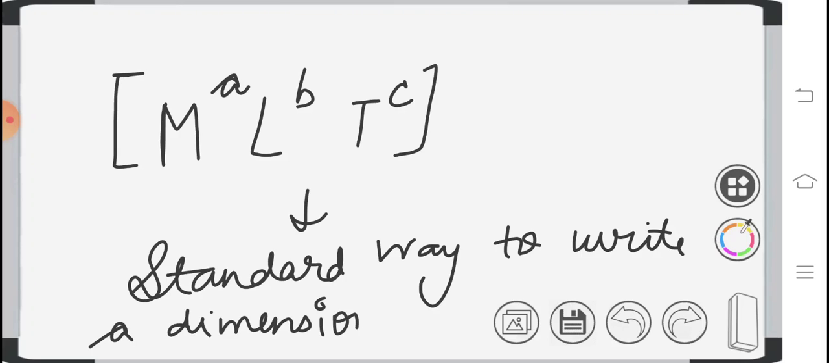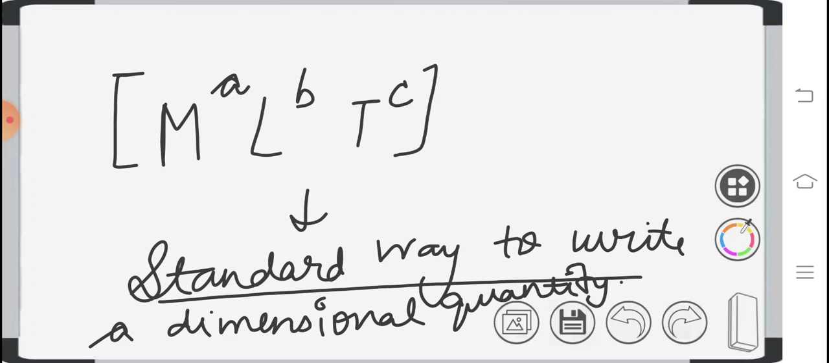I am starting with the very basics of class 11 so that nobody faces difficulty. Still, if you have any doubt, you can very well comment in the comment section. Alright, so this is the standard way to write a dimensional quantity.